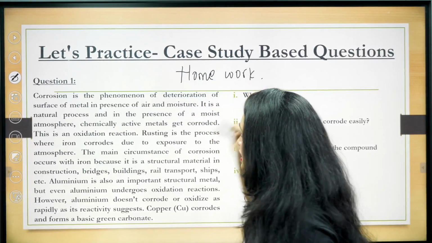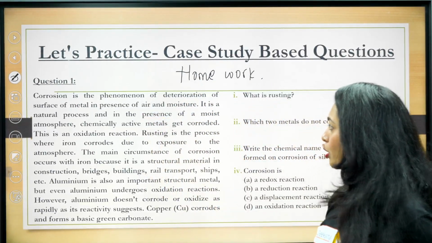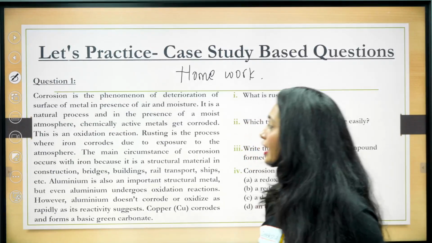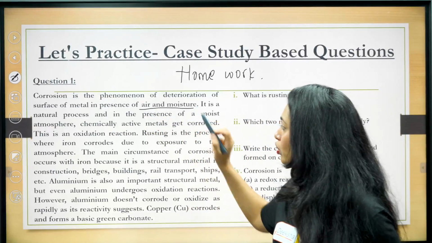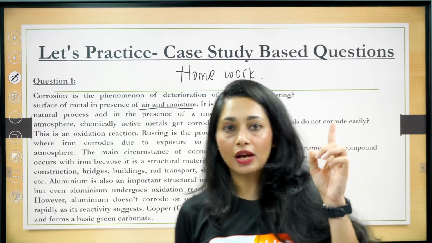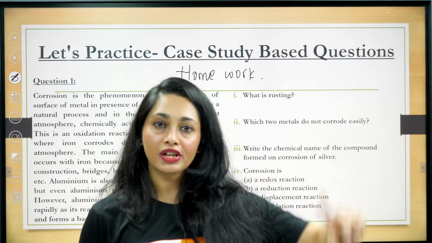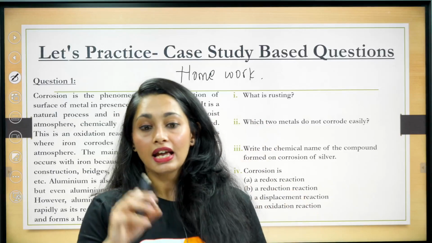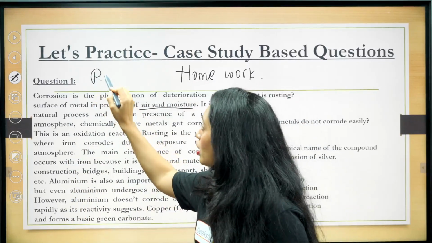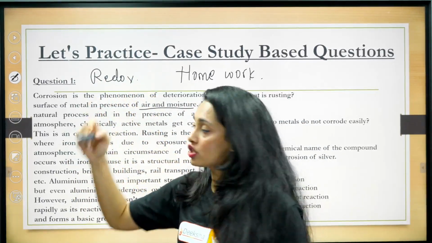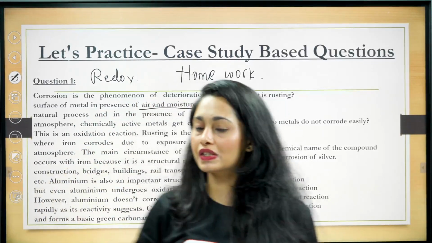Please do mention it in the comment section. Corrosion is the phenomenon of deterioration of the surface of metal in the presence of air and moisture. So we know what corrosion is. This has come in chapter 1 as well as chapter 3. Chapter 1, chemical reactions and equations, where we discussed this under redox reaction. In chapter 3, metals and non-metals, we have also discussed this.